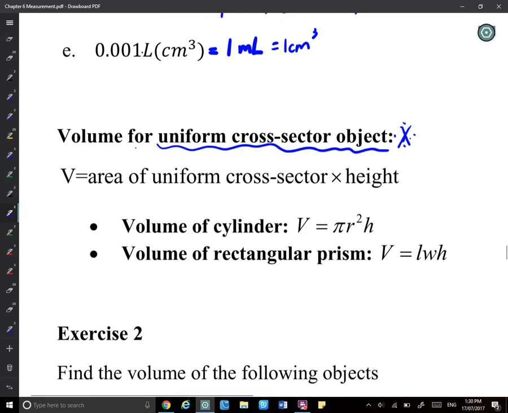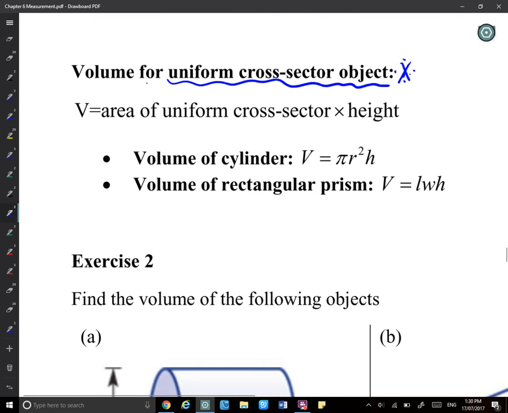Okay, so if we want to know the volume of some shape objects, what we're looking for is only one thing. Check one thing first: is this object going to have a uniform cross section? Uniform cross section means you cut this object in a parallel way, you just cut it, and you always have exactly the same identical shape.